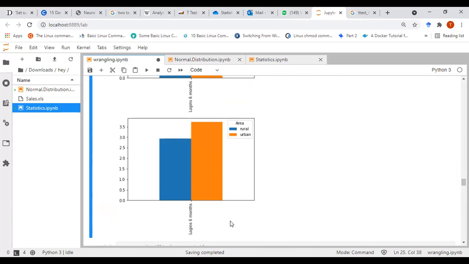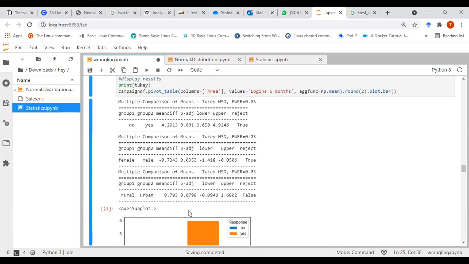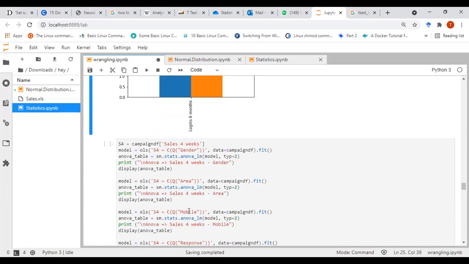Area urban. So that's what you expect. Obviously, urban people are going to give you more response than the rural ones. So there is a significant difference. Now we are confident about this. There is a significant difference. Now we are very confident about this. That's what you need to keep in mind.